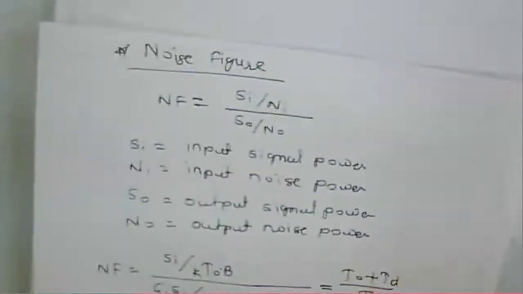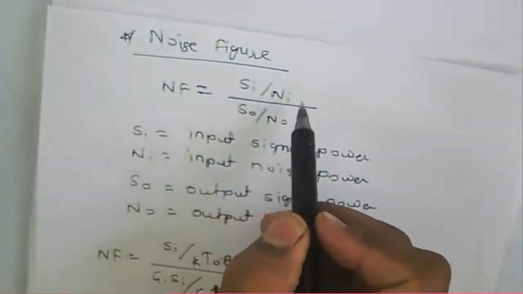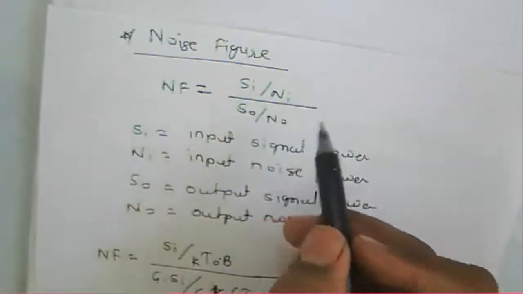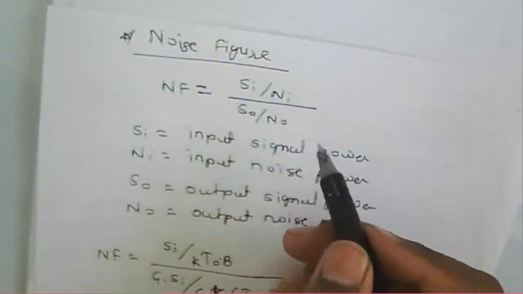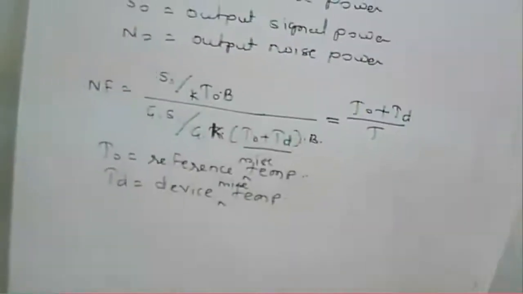We start with the noise figure. So what is noise figure? It is the ratio of the input signal power to the input noise power with respect to the output signal power to the output noise power.